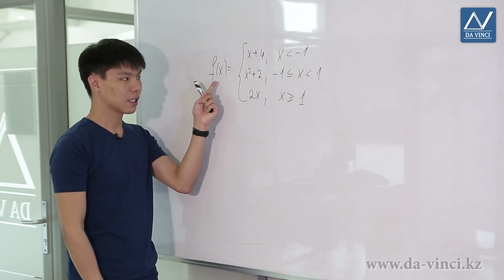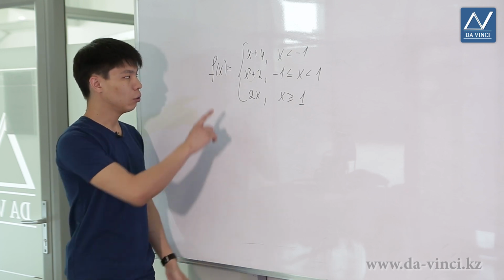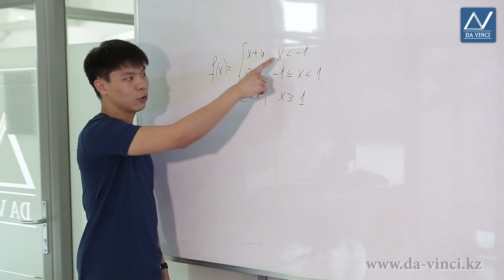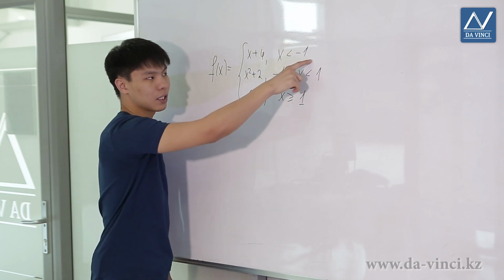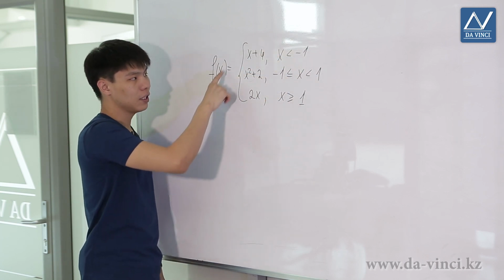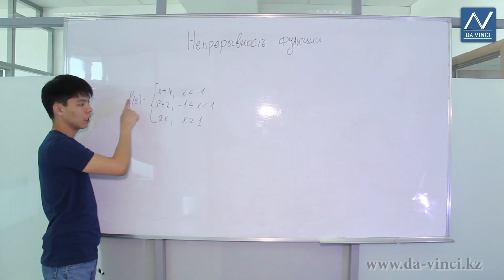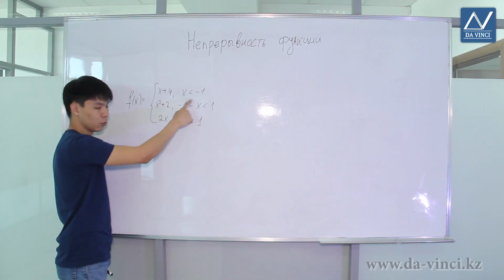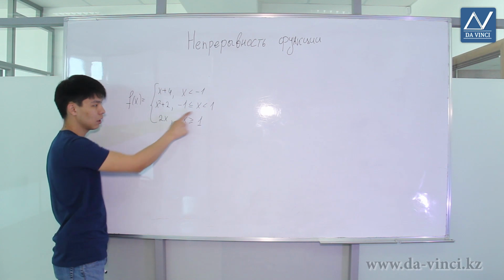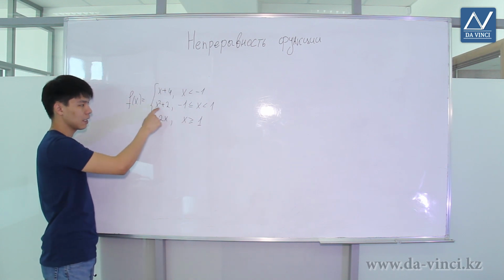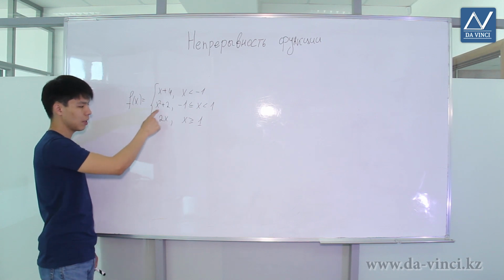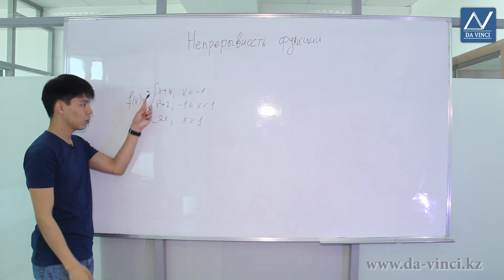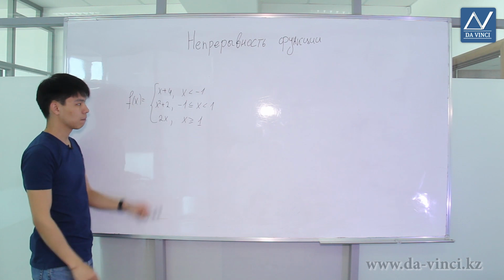Let's have a function f of x. It is given in piecewise form. That is, for each section, it is determined by its own formula. Namely, if we have an argument x less than -1, then f of x is defined as x plus 4. For x from -1 inclusive to 1 excluding, f of x is defined as x squared plus 2. And for x greater than or equal to 1, f of x is defined as 2x. Such a task is called a piecewise function.